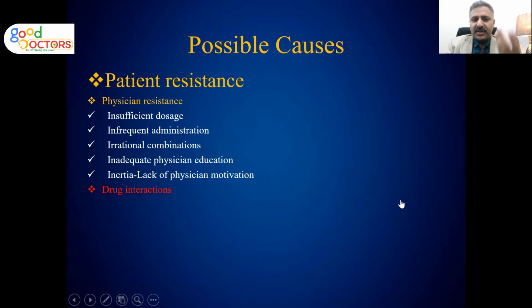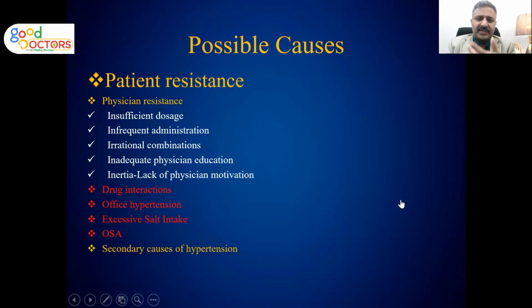Then there would be drug interactions, office hypertension or white coat hypertension, excessive salt intake, obstructive sleep apnea, and secondary causes of hypertension. Once you have taken care of all of these, then you're actually dealing with a patient with true drug resistant hypertension.